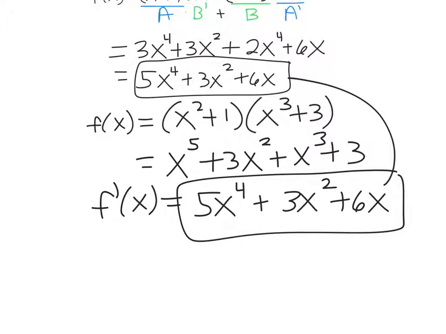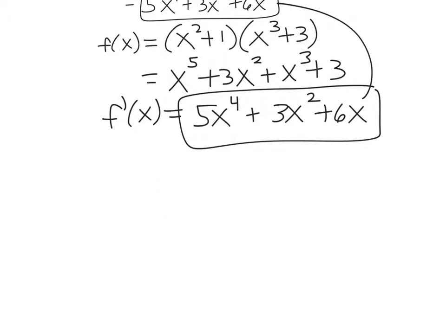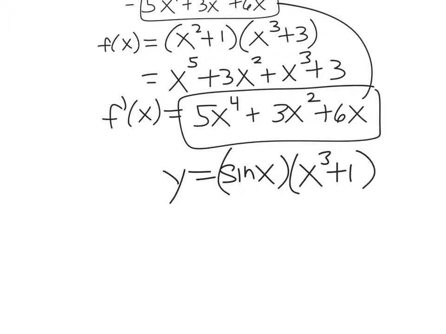So if I were given this problem and I was not told to use the product rule, I would FOIL it out, simplify my equation, and then do it. Now, why in the world would we need the product rule then if we can simplify it? Well, you can't simplify everything. We're going to get to things that look like this: sine x times x cubed plus 1. You're going to have to use the product rule there. We're going to learn what the derivative of that is later.